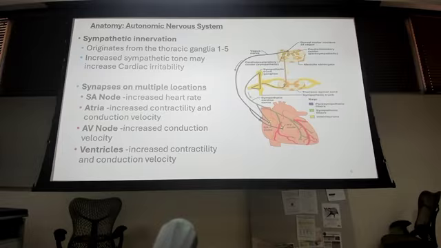The sympathetic nervous system actually synapses on both the atria and the ventricles, in addition to the SA node and the AV node. And ultimately, what the sympathetic nervous system is going to do is increase the heart rate, increase the contractility, so the power of the squeeze, and increase how fast that conduction from the SA node to the AV node down to the His-Purkinje system will be. So it will speed things up in an effort to speed up the heart rate, increase that cardiac output, stroke volume, and all those things.